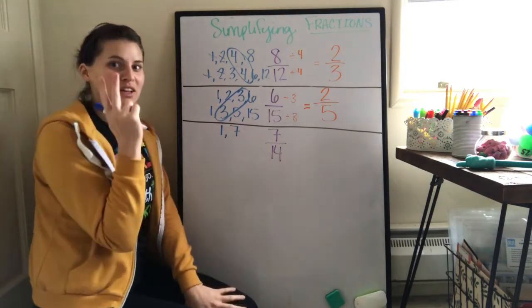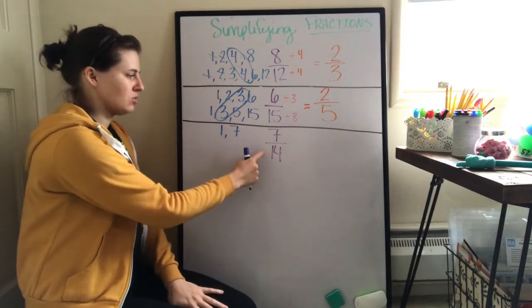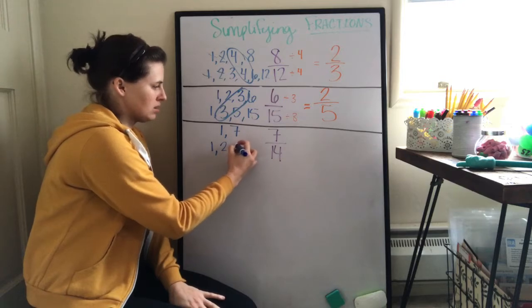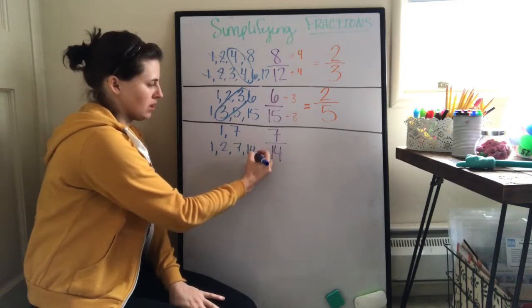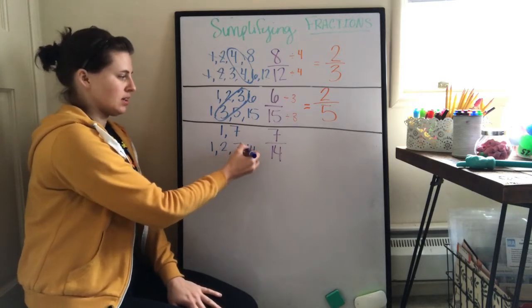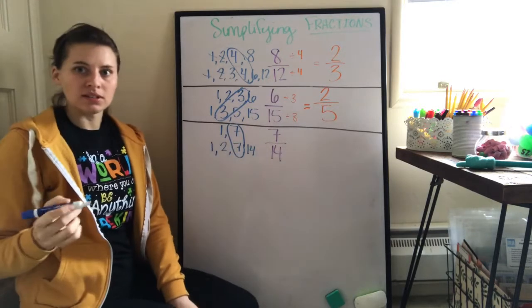7 is a prime number. It only has 2 factors, so 1 and 7. Now let's do 14. 1, 2, 7, 14, right? 1 times 14 is 14. 2 times 7 is 14. The only thing in both columns is 7.